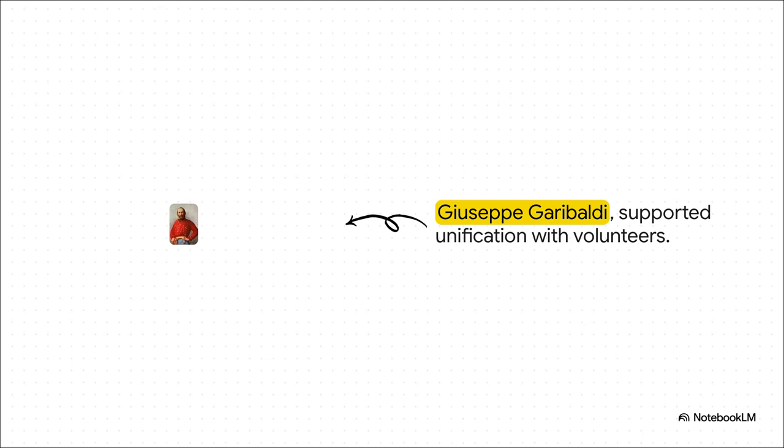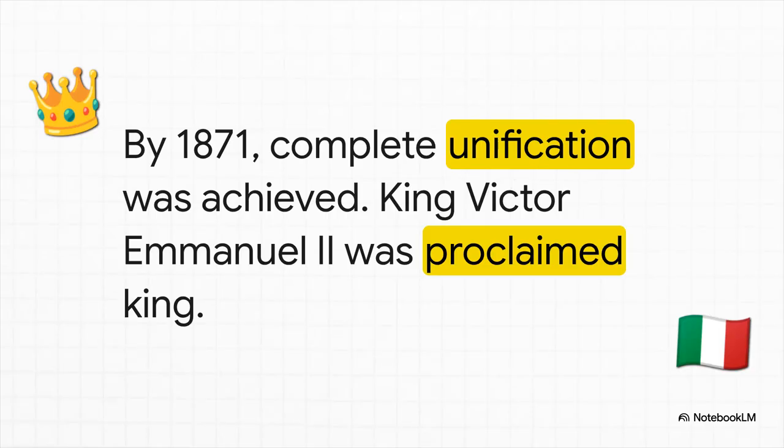In 1860, Garibaldi and his armed volunteers, who were famously known as the Red Shirts, marched right into southern Italy. Through sheer force of will and some serious military strategy, they drove out the Spanish rulers and unified the southern territories with Sardinia-Piedmont. And this monumental effort resulted in complete success. By 1871, the complete unification of Italy is officially achieved, and King Victor Emmanuel II is proclaimed the King of a united Italy.